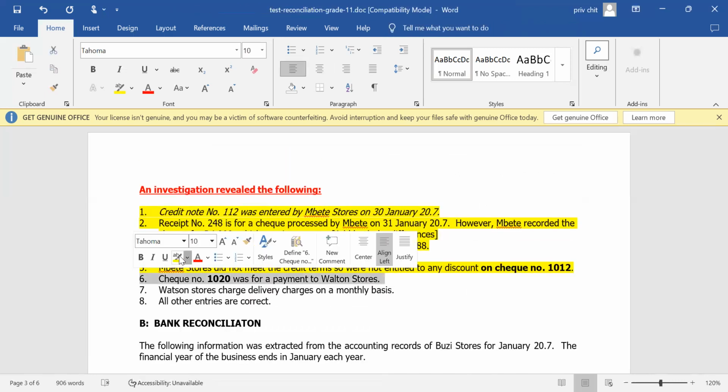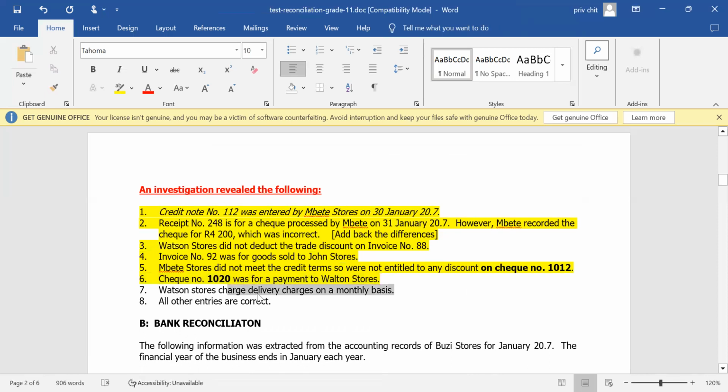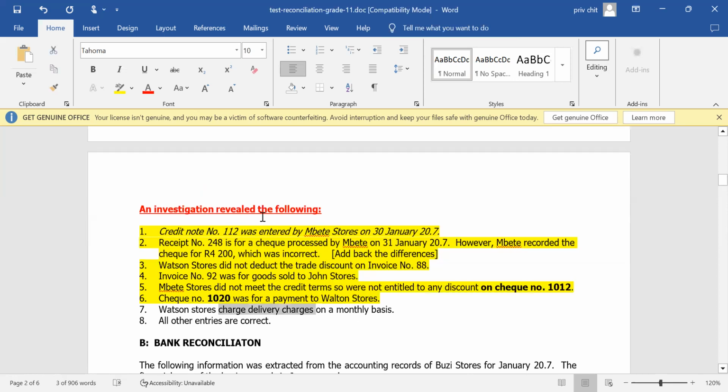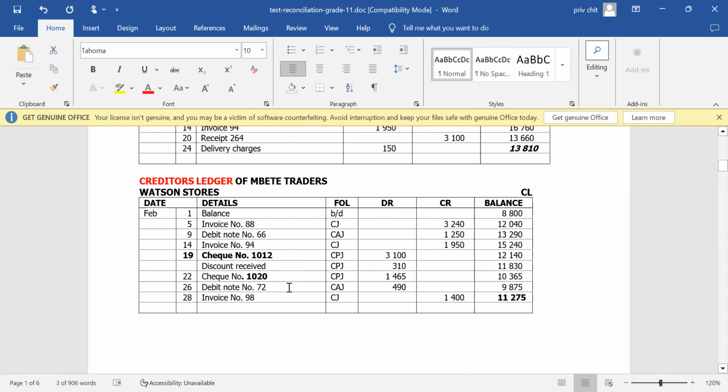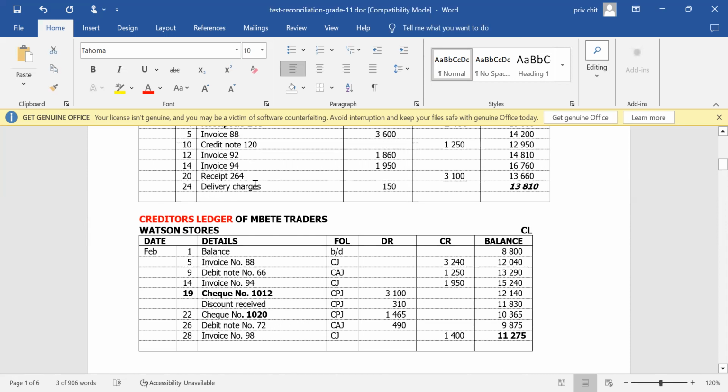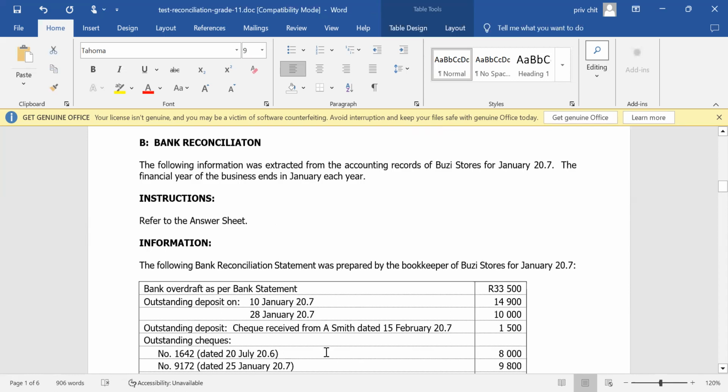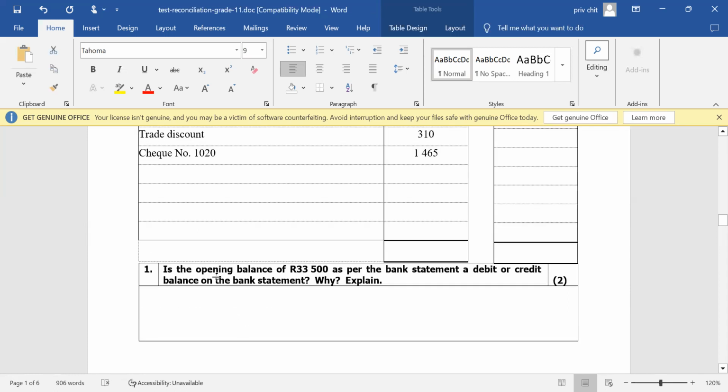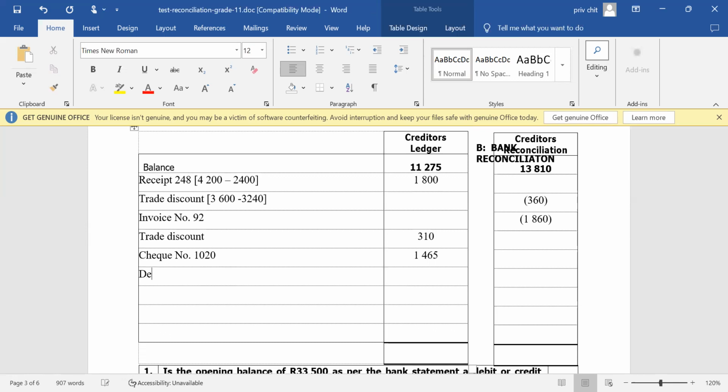Number 7. Watson Stores charge delivery charges on a monthly basis. All right. So Watson Stores charge what? Delivery charges on a monthly basis. Now let's check if the delivery has been accounted for in our records, which is the ledger. I don't see delivery here, but I do see delivery there. So we have to add the delivery charges. Right. So you come here and then you write delivery charges. And that's 150, just like that.